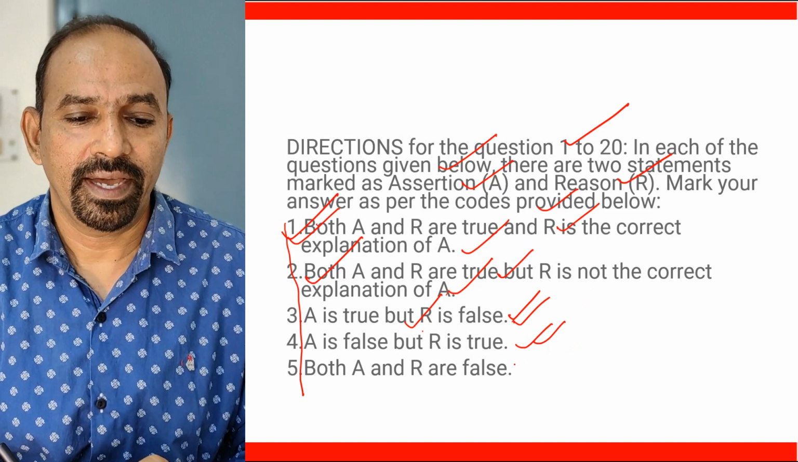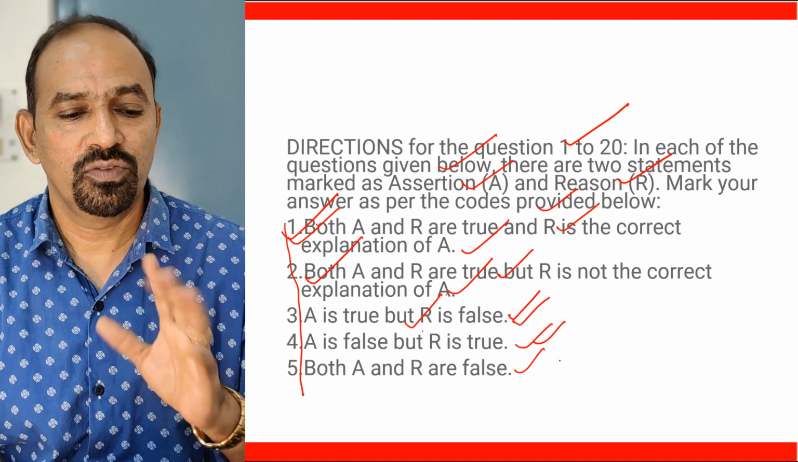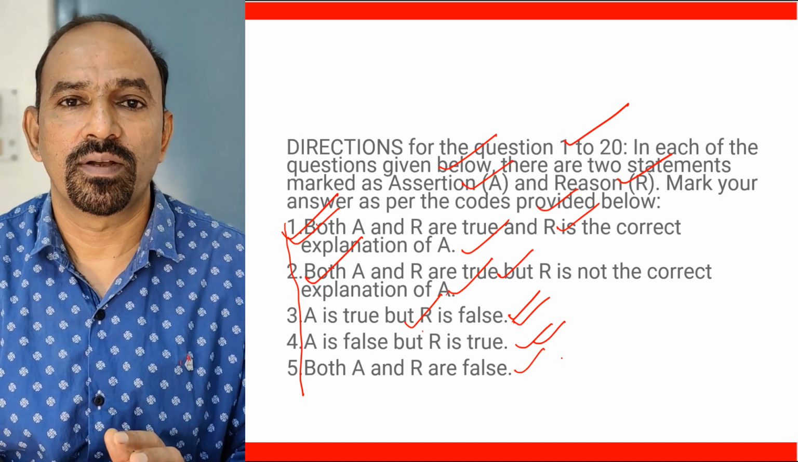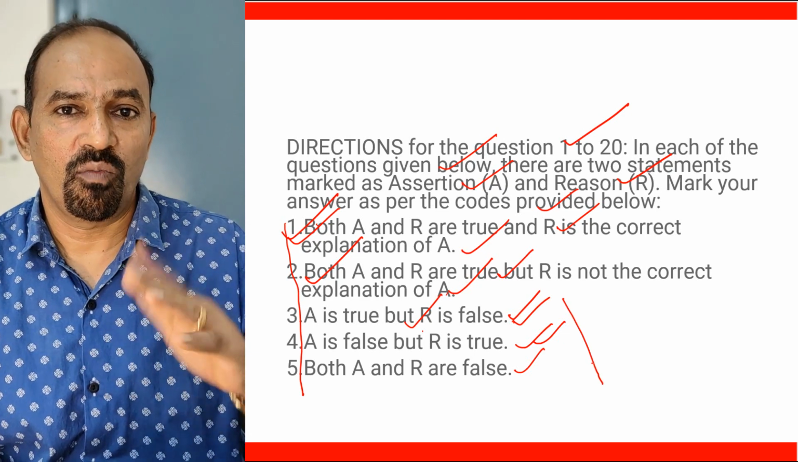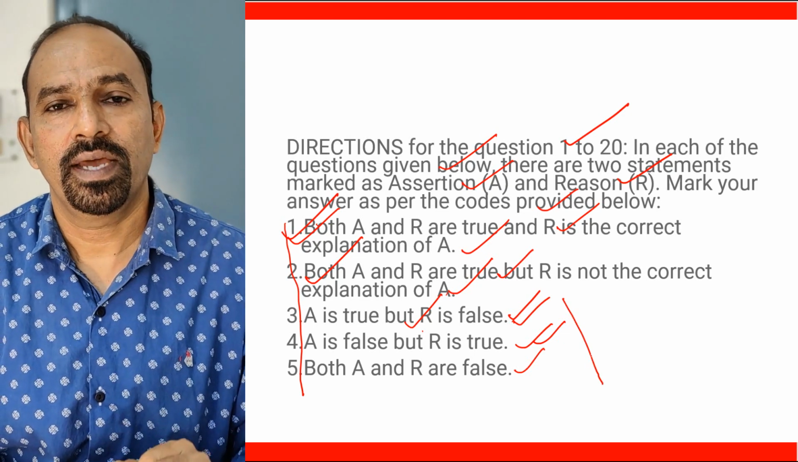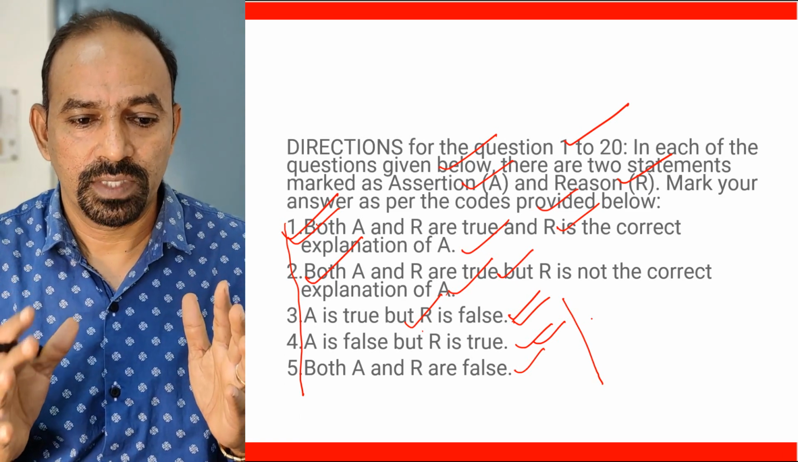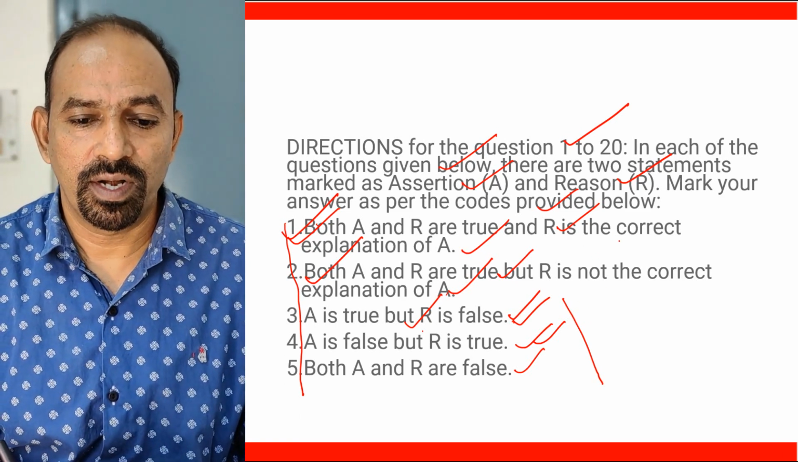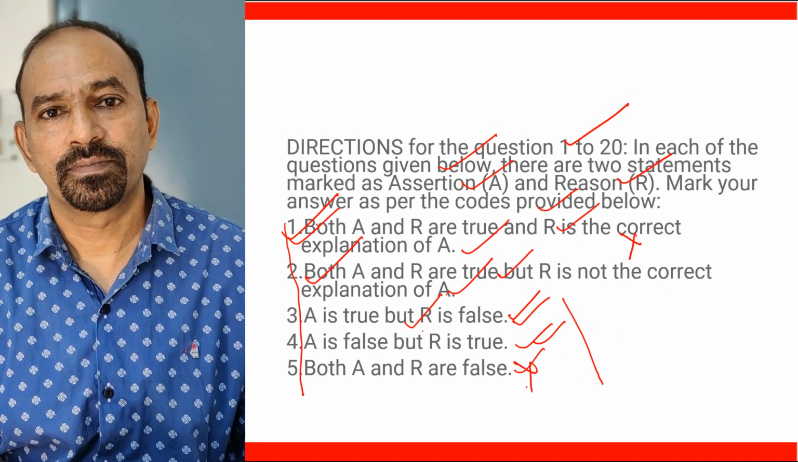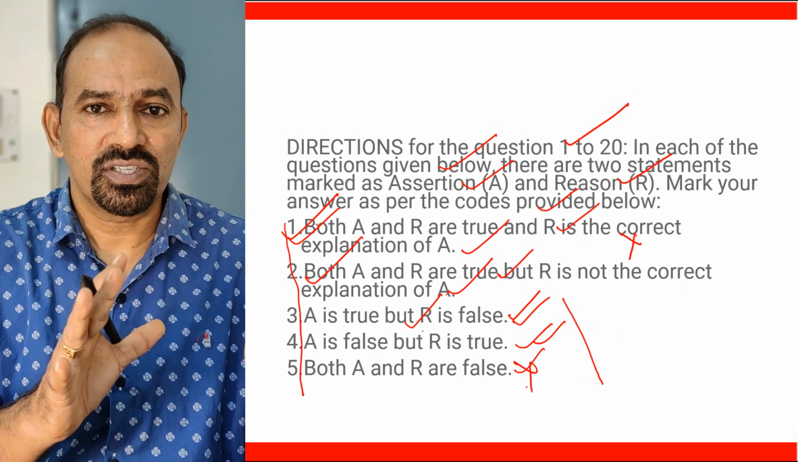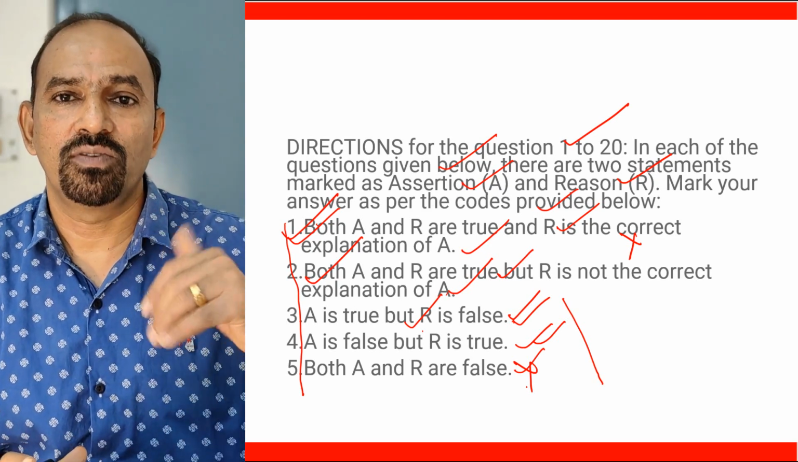Both A and R, assertion and reason, are false. Then you can choose the fifth one, which means that any one of these should be avoided. 2 can be added there because our options are limited to 4. Most probably the fifth one may not be there. So this is assertion and reason questions. This is the scenario you have to choose.